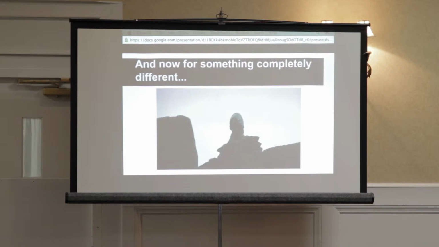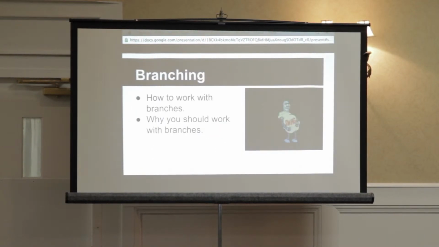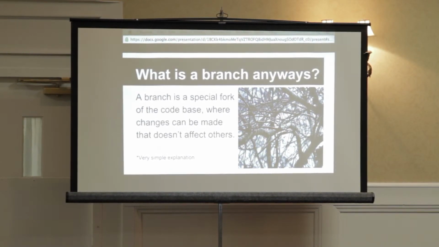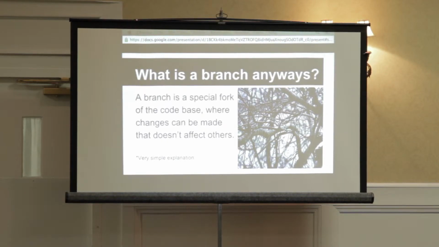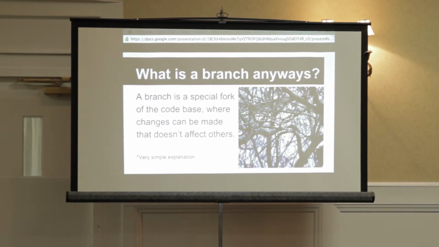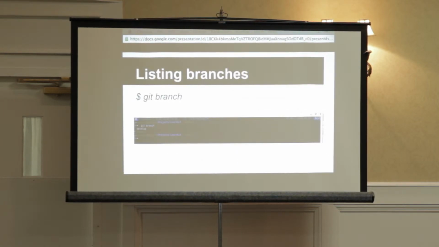And so now we'll move on to actually workflow style things rather than tips. So first of all, branching. Two things you need to know are how to work with branches and why you should work with branches. Well, what's a branch anyways? A branch is a special fork of the code base allowing you to make changes to your code, but it doesn't affect any other branch or anything else. It's all local. And that's just a very simple explanation of the branch.